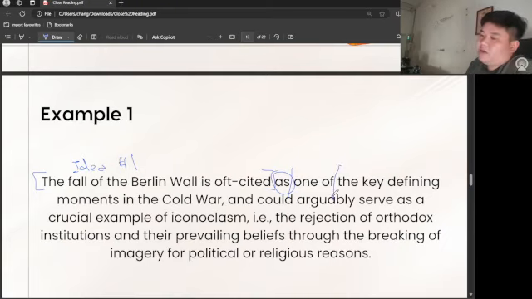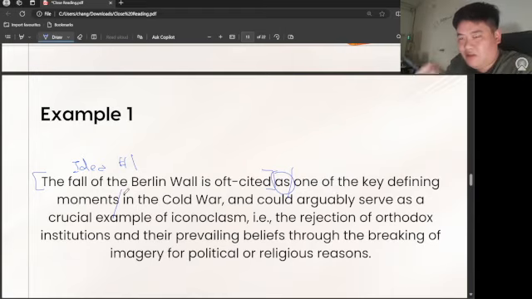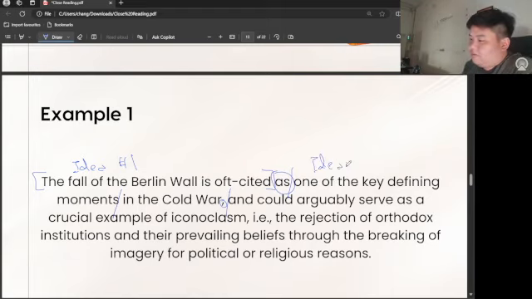Now, technically, we can make a marking here, but I think for JC students, you don't need such detailed levels of guidance. All right. So one of the key defining moments. So one of the more important or critical or crucial moments in the Cold War. You see a comma here. All right. Segment it out. Okay. So idea number two. Idea number three.